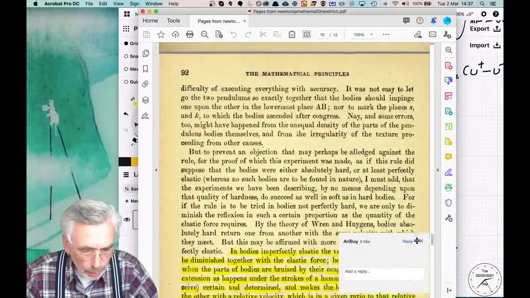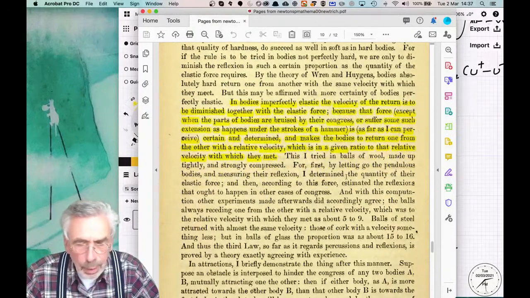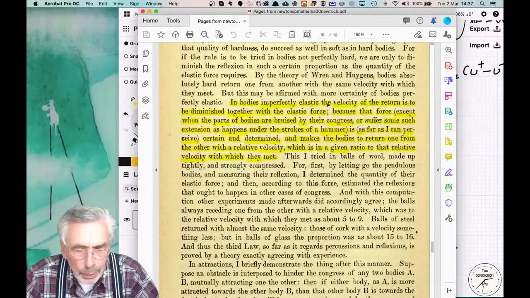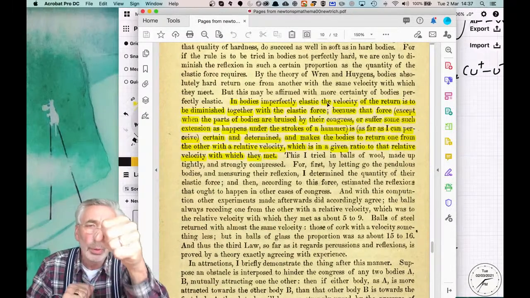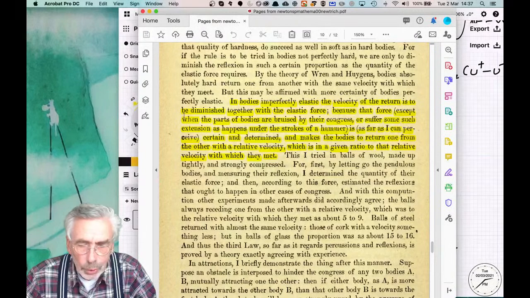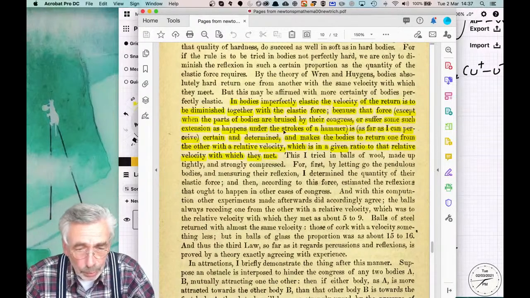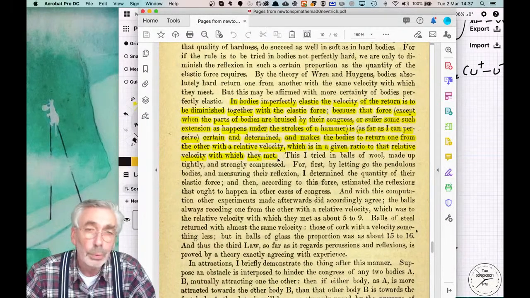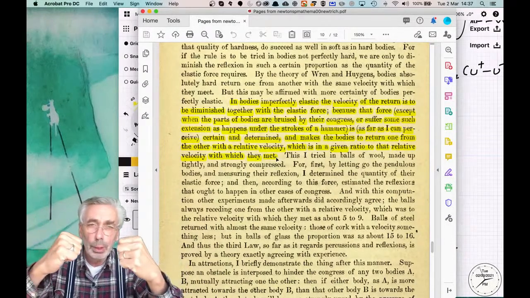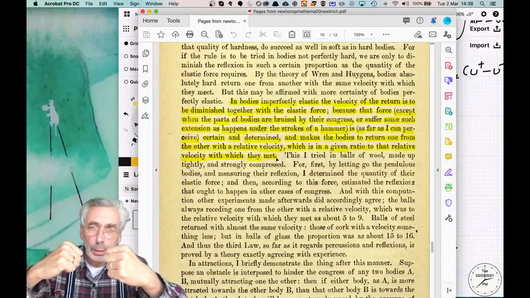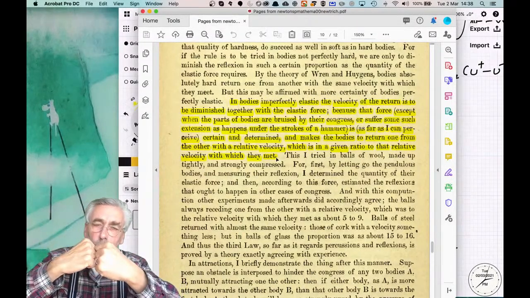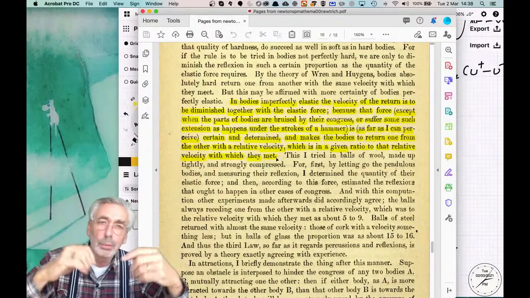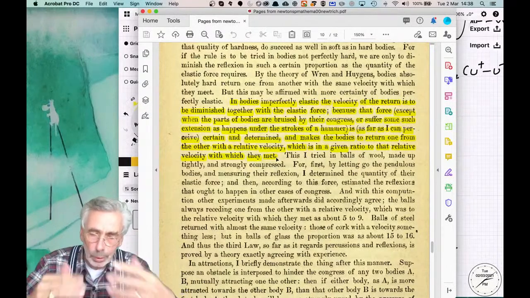And now comes an important sentence. "In bodies imperfectly elastic, the velocity of return is to be diminished together with the elastic force, because that force exerted by the bodies is bruised by the concussions, and makes the bodies return one from the other with a relative velocity which is in a given ratio to the relative velocity with which they met." Imperfectly elastic means like my hands or your nose when I kick your nose. So he says, well, two bodies come together with some relative velocity, and then after they depart, there's also a relative velocity, and the ratio of those two has a certain value.